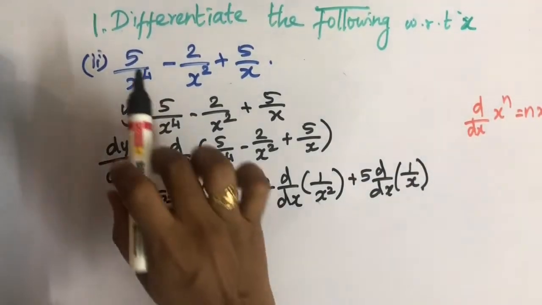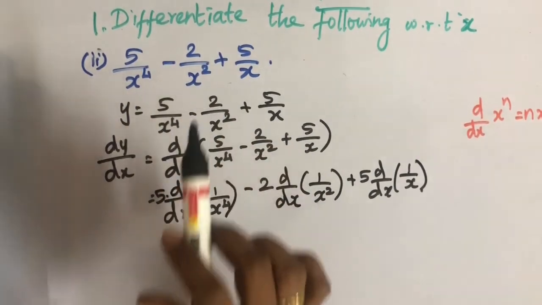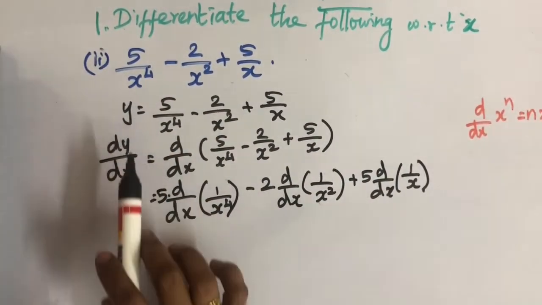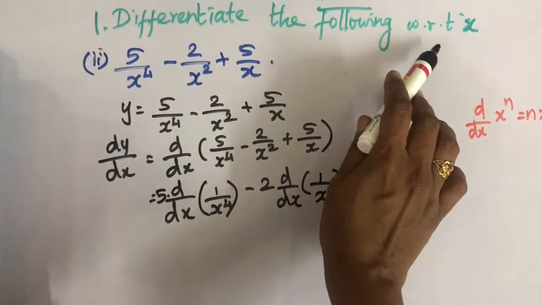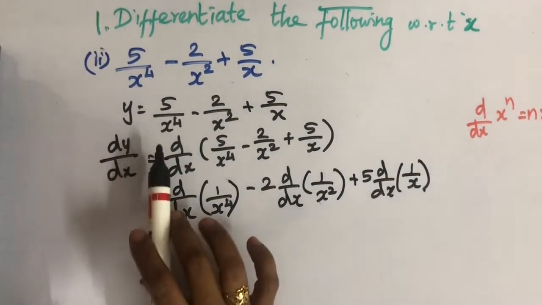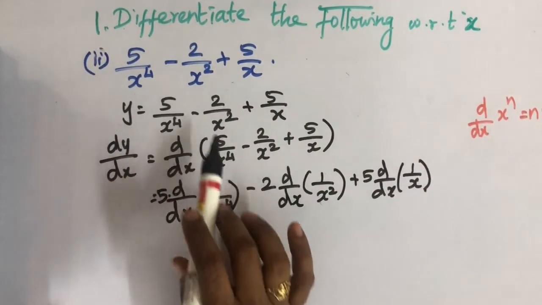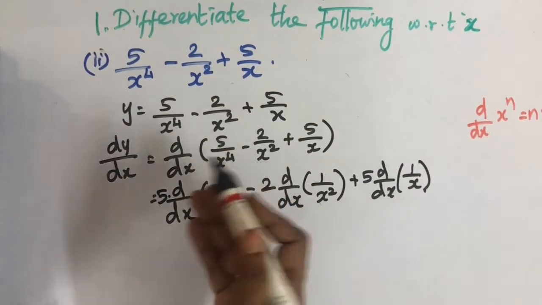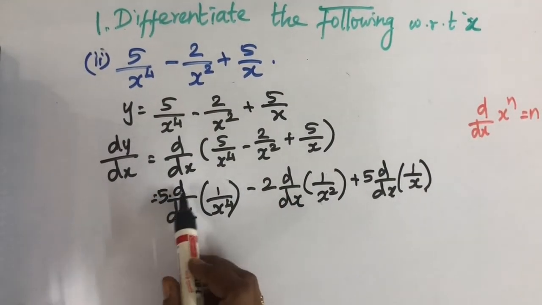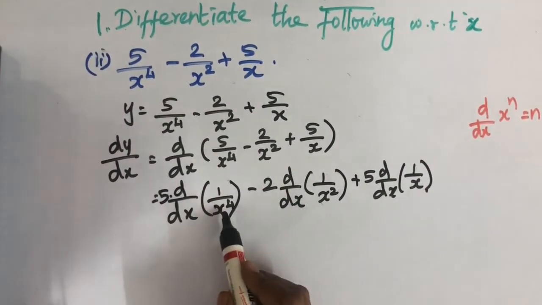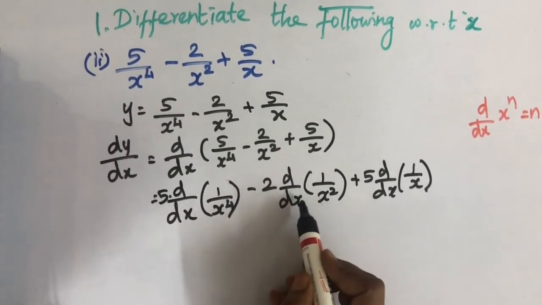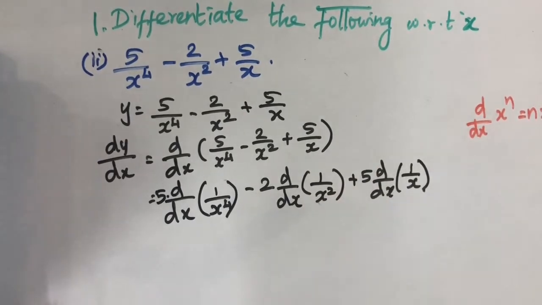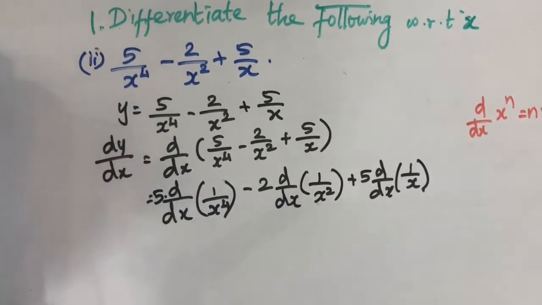Second one, 5/x^4 minus 2/x^2 plus 5/x. Let's take the function as y. Now we have to differentiate it with respect to x. So dy/dx, that is d/dx of 5/x^4 minus 2/x^2 plus 5/x. Now I take all the constants outside. So 5 d/dx of 1/x^4 minus 2 d/dx of 1/x^2 plus 5 into d/dx of 1/x.